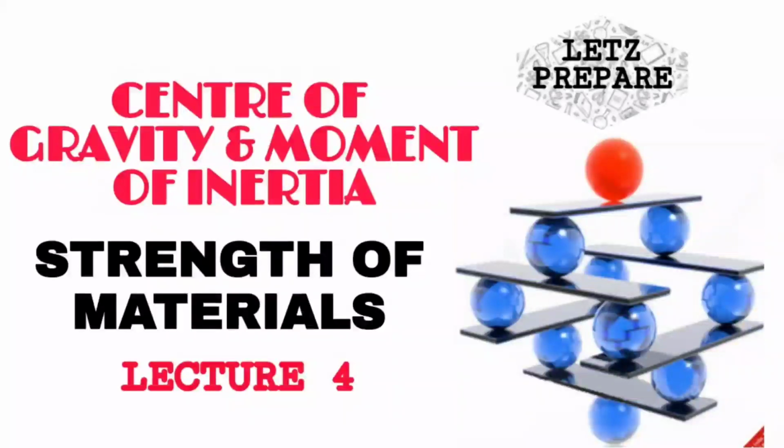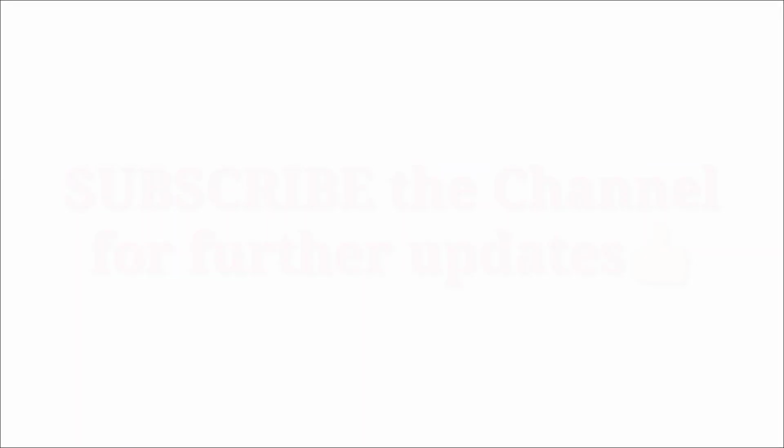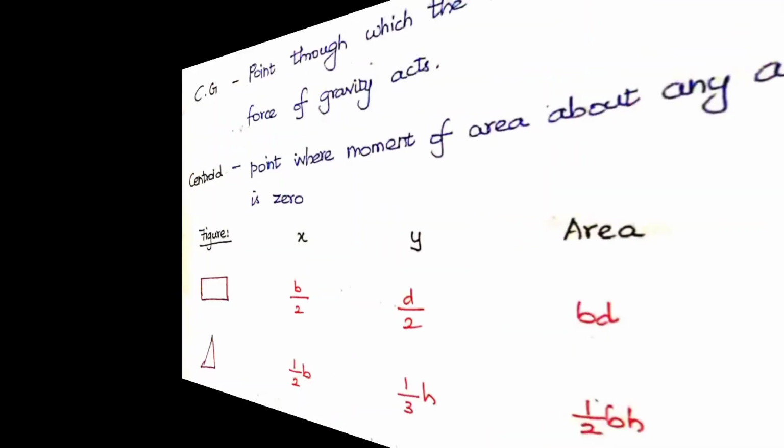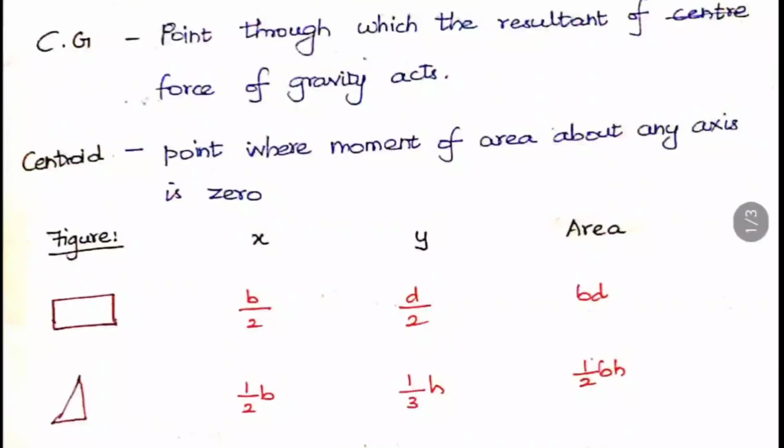Let's prepare on the center of gravity and moment of inertia. So now we are going to see about the center of gravity and the moment of inertia. So first, what does center of gravity mean? It is the point through which the resultant of all the forces of gravity acts. So it will normally be the center of any object.